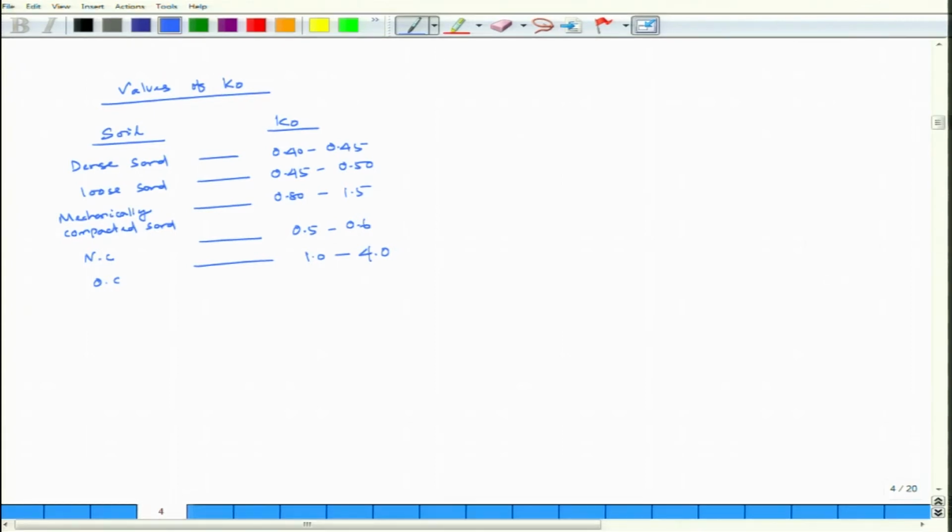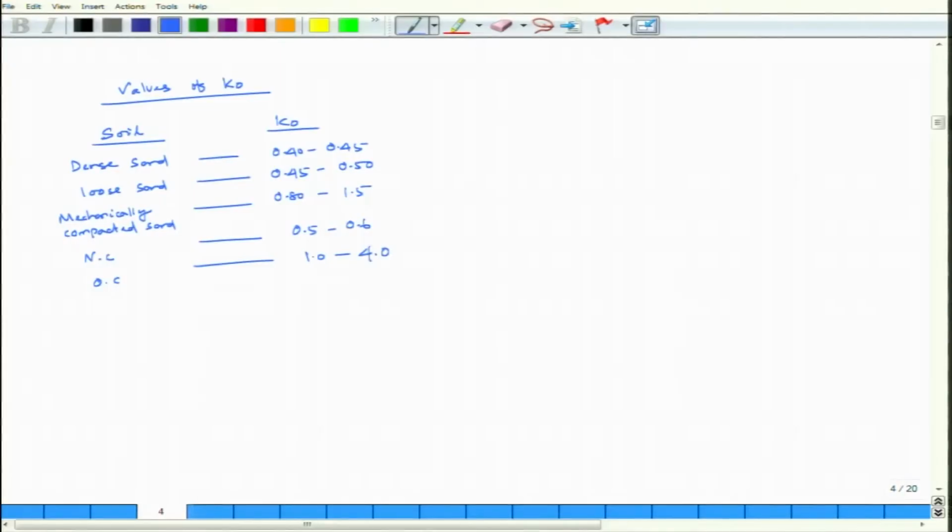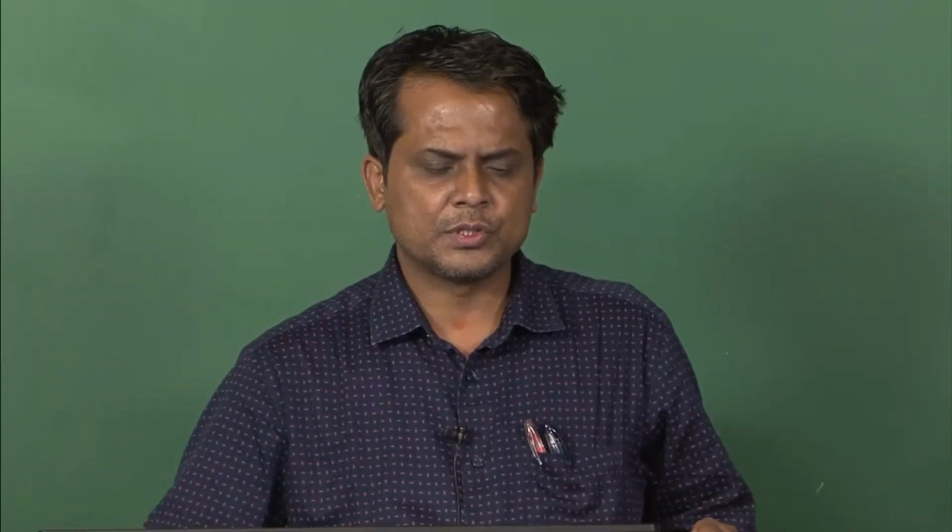If it is earth pressure at rest, what is the value of the coefficient of earth pressure K0? Dense sand 0.40 to 0.45, loose sand 0.45 to 0.5, mechanically compacted sand 0.8 to 1.5, normally consolidated clay NC is 0.5 to 0.6, then OC, over consolidated clay, is 1.0 to 4.0. I think I will stop here. Then in the next class I will start in detail about the earth pressure theories, Rankine's and Coulomb's, and detailed procedures. Thank you.